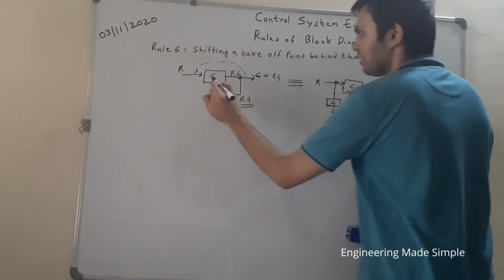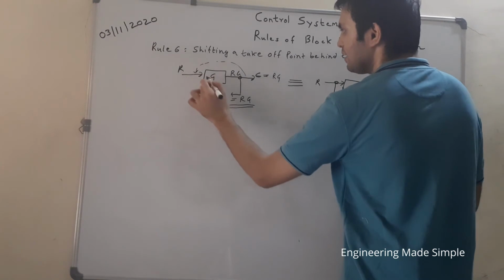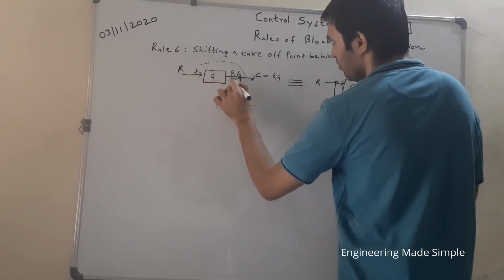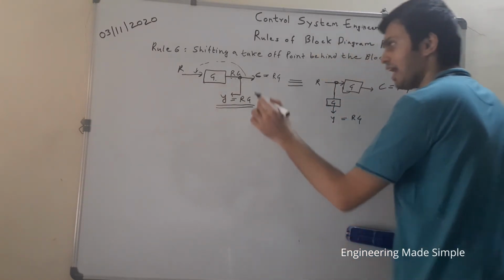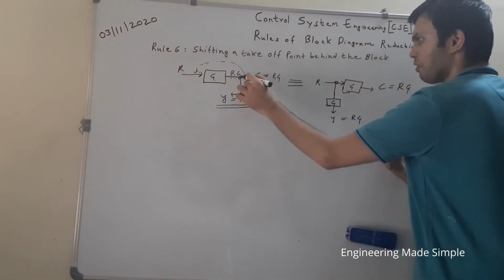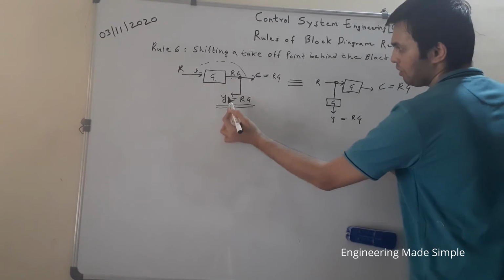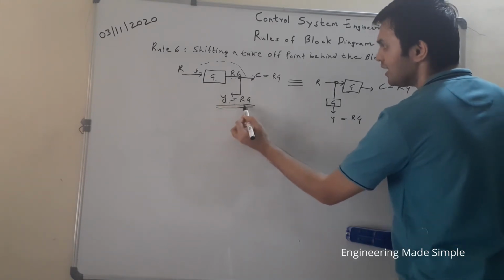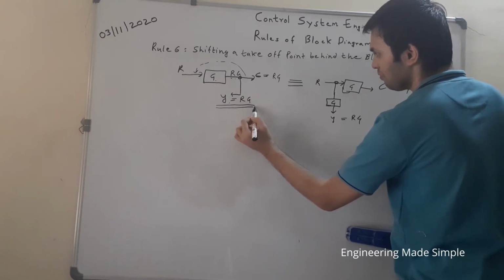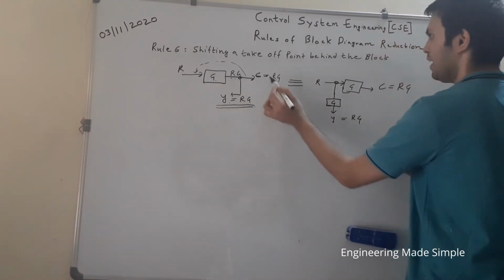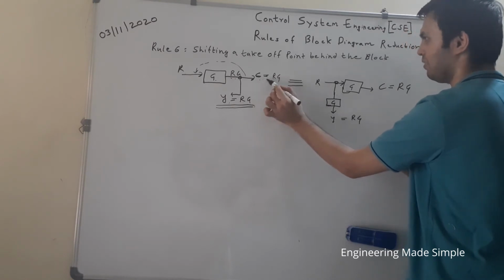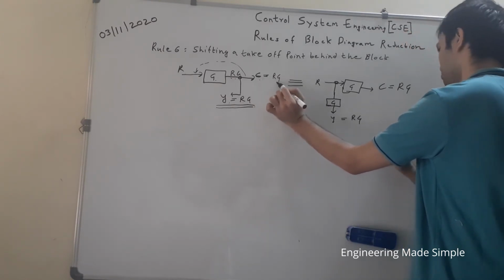Now however we will get Y is equal to R into G, because this input is applied to the gain block. So at the output of this particular gain block we will get R into G, and that is tapped from over here for this takeoff point. So this Y signal which is present at the takeoff point, which is the feedback signal, will be having the same value, that is Y is equal to R into G. And similarly the final output node of the control system will be having the same value, that is C is equal to R into G.